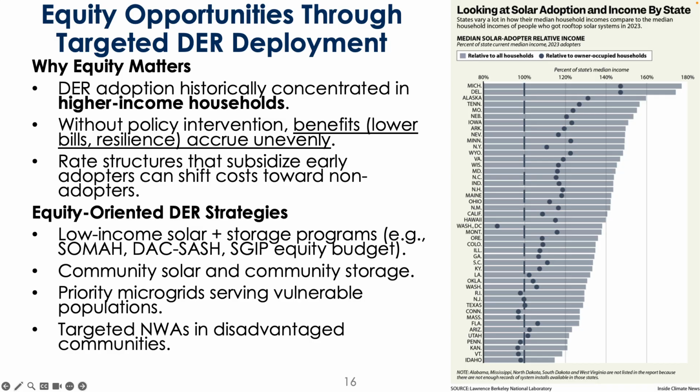Rate structures that subsidize early adopters can shift costs towards non-adopters. Does anyone recall a pretty substantial example of this? Yeah, net energy metering. The way that it was designed ended up shifting a lot of those volumetric costs that pay for fixed infrastructure to the population of people who don't own rooftop solar, right? And so this is an important example of why this matters.